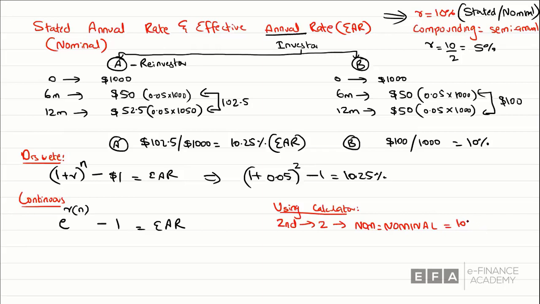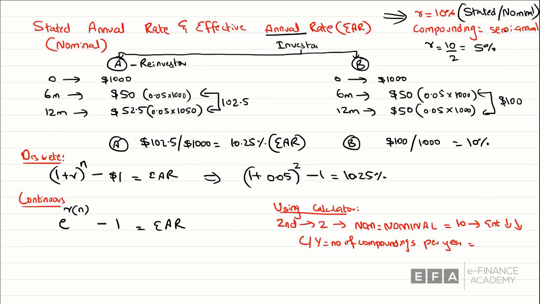All we'll do is press 10, followed by the enter button, and then scroll down. When you scroll down once, you will find EFF, which stands for effective. We want to compute the effective, so we'll leave that and go down again. And what you see next is C/Y, which is the number of compoundings per year. Why per year? Because we want to find the effective annual rate.